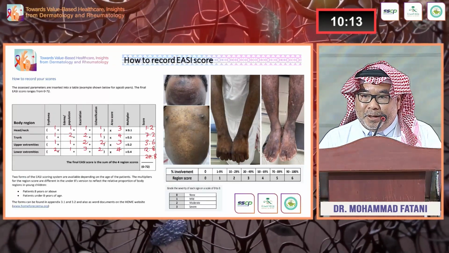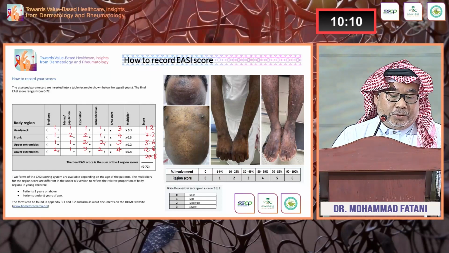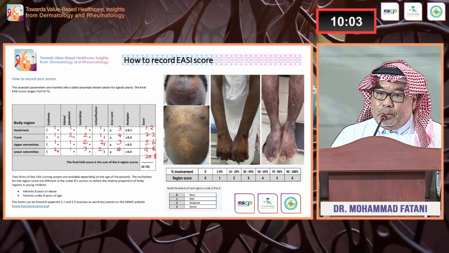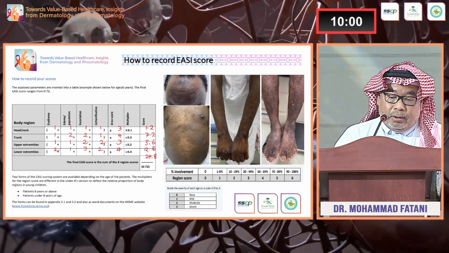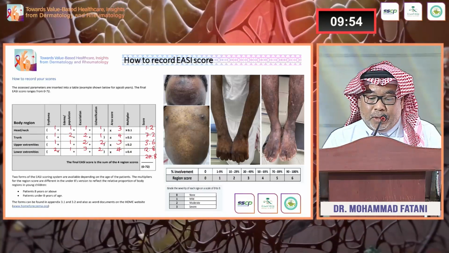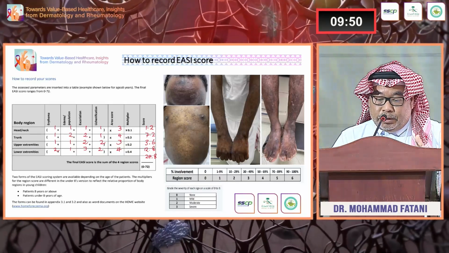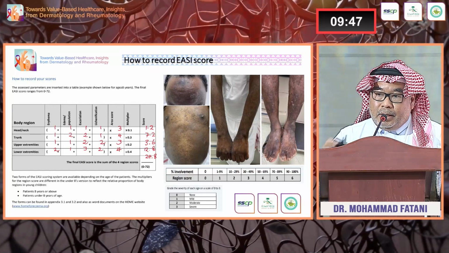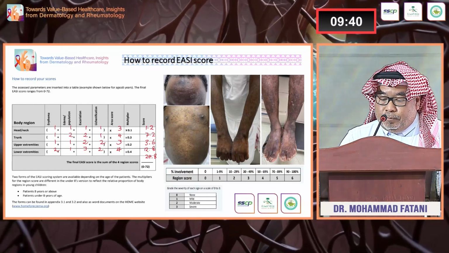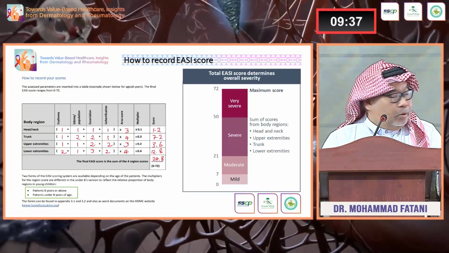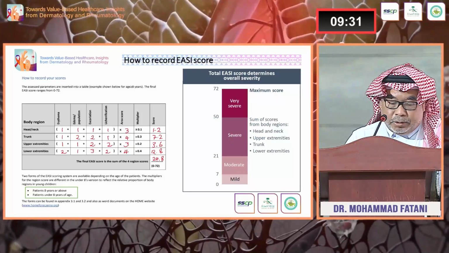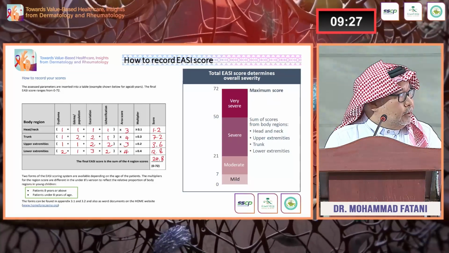Okay, this is the simple diagram showing how to calculate it. Let us say, for example, for the body region head and neck, for this patient the erythema is 1, edema papulation is 1, excoriation is 1, lichenification, let us say 1, and area score is 3. So we will multiply by 0.1. The multiplier is different for each region: 0.1, 0.3, 0.2, 0.4. This is based on the size of the body surface area in the body. So the total score is 24.8. So 24.8 is under the category of severe EASI score. So this patient has severe atopic dermatitis.